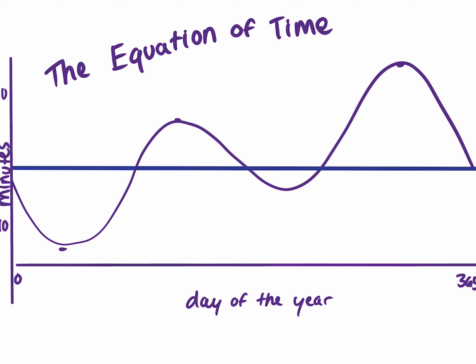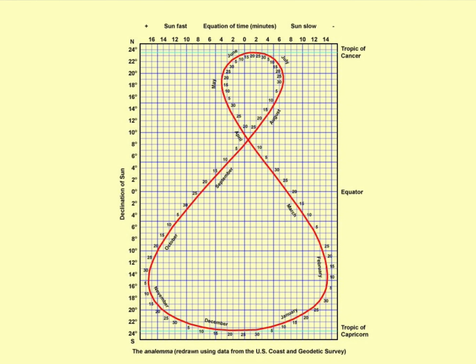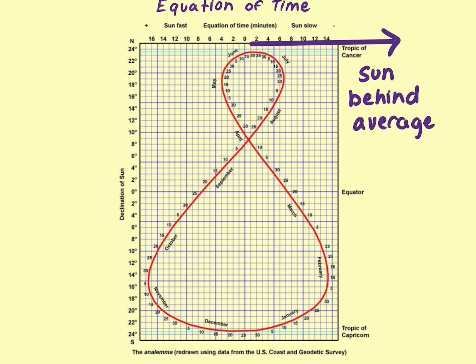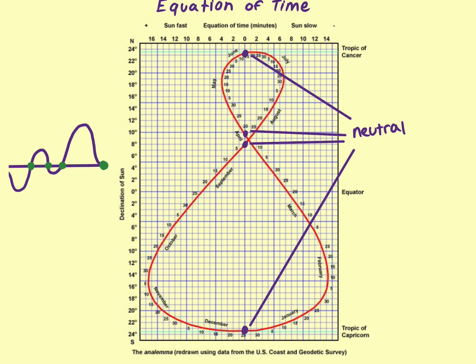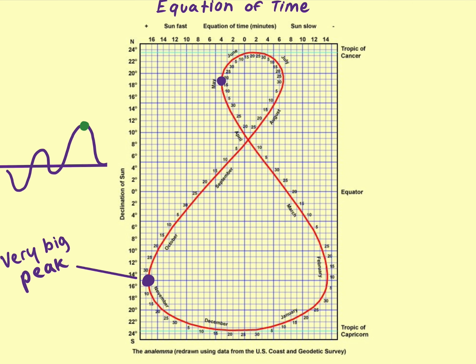So how can you get the value of the equation of time for the date? Well, there's an equation that approximates it, but also we can go back to the Analemma. The x-axis is the equation of time. On the left, the sun is ahead of average or fast, and on the right, it's behind average or slow. You can see that there are 4 neutral points where the equation of time is equal to 0, like there's 4 x-intercepts in the graph. And also we have the mini valley here, the big valley here, the mini peak here, and the big peak here. So the graph explains why we get the figure 8 really well.